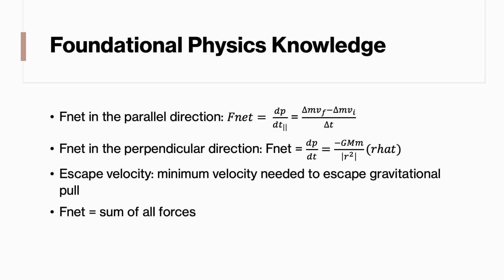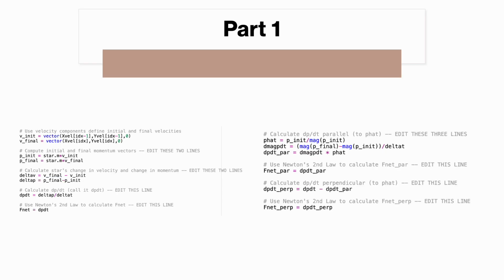Some foundational physics knowledge we need to know before conducting this experiment is that Fnet in the parallel direction is equal to the change in momentum in the parallel direction, which is just the change in velocity times m over the change in time. Fnet in the perpendicular direction, on the other hand, is the change in momentum in the perpendicular direction, which is also equal in this case to the gravitational force coming from the black hole. The escape velocity is the minimum velocity needed to escape the gravitational pull, and the Fnet is the sum of all the forces acting on an object.